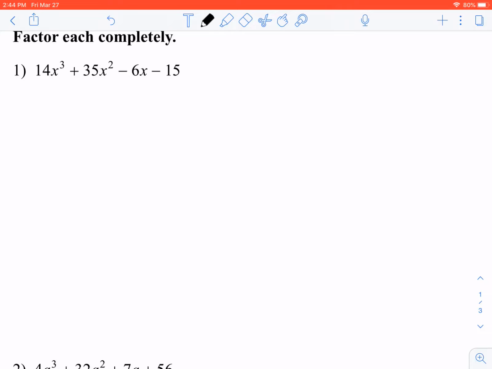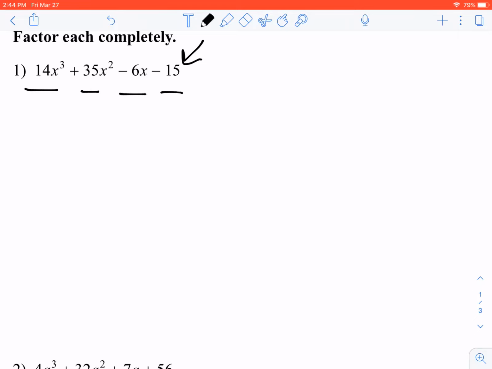So I asked myself, is there any number that goes into 14, 35, 6, and 15? And there isn't. So there's no number that goes into those. As well as you look at them, there isn't an x that can come out of all of them because the 15 has no x in it. So therefore, we can't take an x out. So there's no greatest common factor.